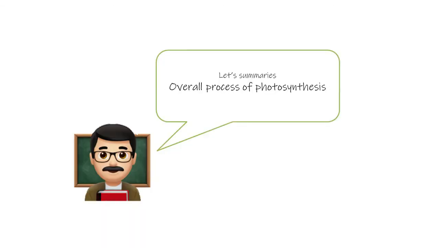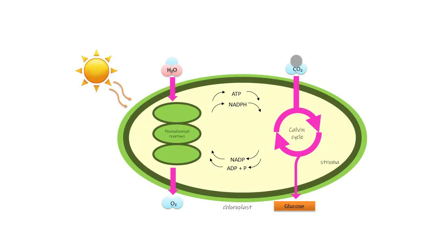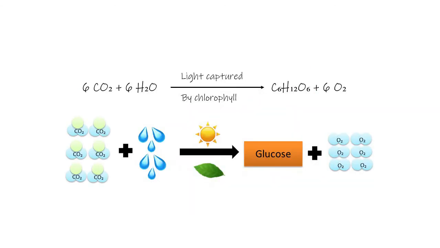So now, let's talk about the overall process of photosynthesis. Here shows the overall process of photosynthesis occurring in a chloroplast. Photochemical reactions and the Calvin cycle are linked by ATP and NADPH. The equation of the overall process of photosynthesis is shown here.